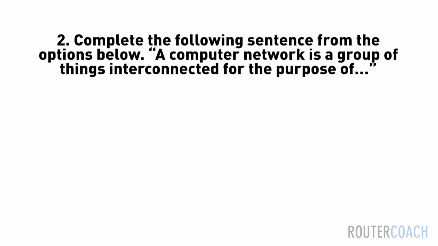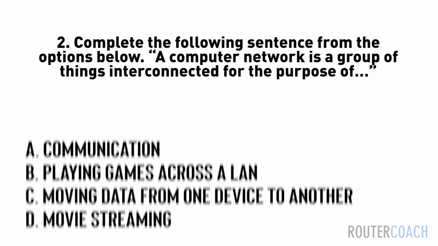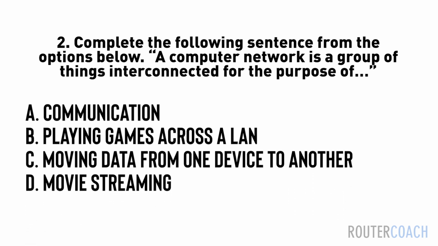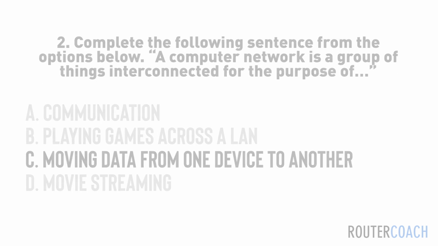2. Complete the following sentence from the options below. A computer network is a group of things interconnected for the purpose of A. Communication. B. Playing games across a LAN. C. Moving data from one device to another. D. Movie streaming. The answer is C. Whilst all of the answers could be possible, C is the best definition.